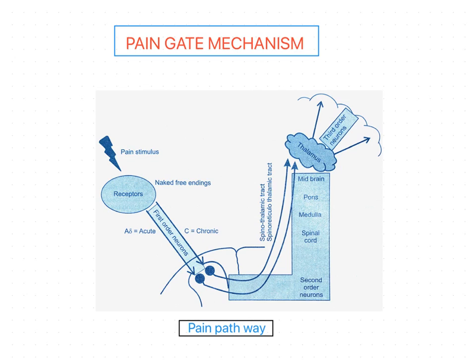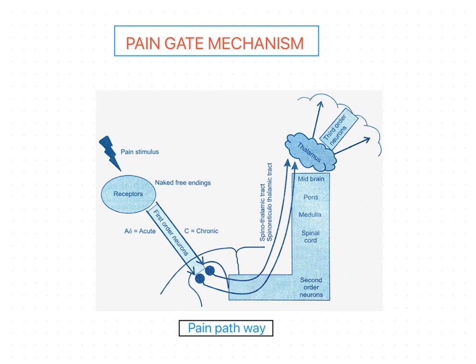Dear students, welcome back. In the previous session, we have discussed pain, the types of pain, and some of the theories related to pain. In this session, we are going to discuss the pain gate mechanism. Before starting the discussion about the pain gate mechanism, how the pain is transmitted from the stimulus to the cortical region is called the pain pathway.